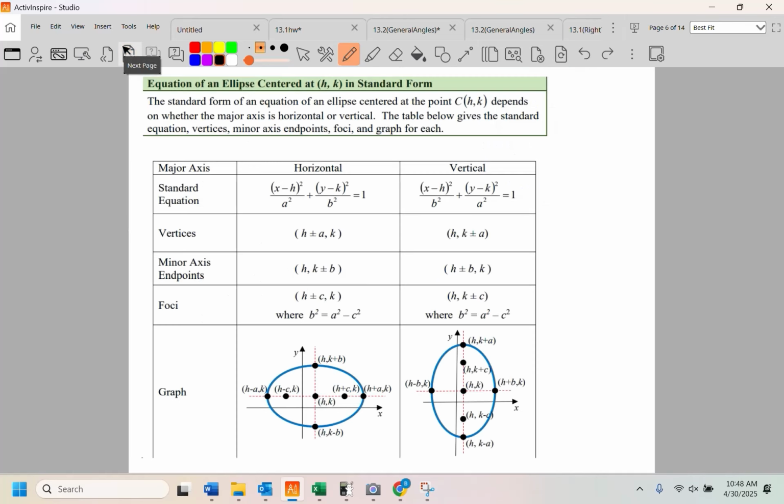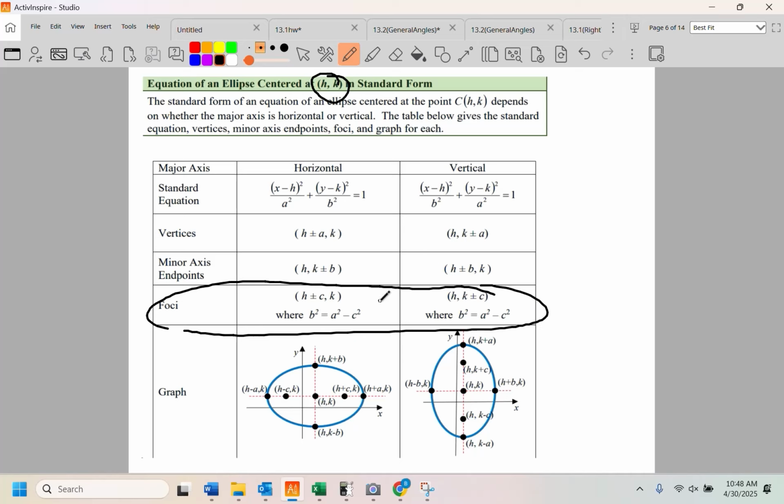Moving forward. We are centered now at (h, k). And don't be surprised by what's going on. By the way, we're going to talk about some of this stuff in just a minute. The foci are coming up pretty soon. But it's exactly the same as it has been: x minus h squared plus y minus k squared, over an a squared and a b squared, or vice versa, depending on where the major axis is.